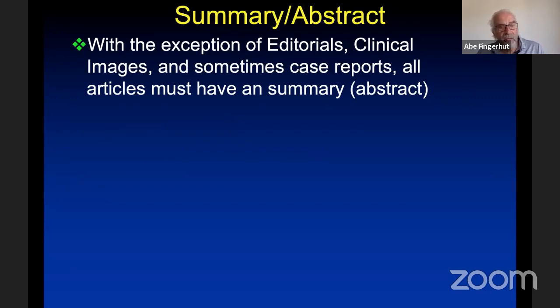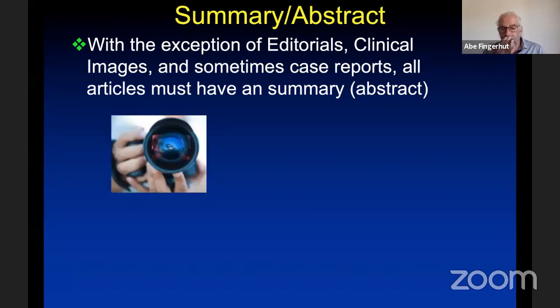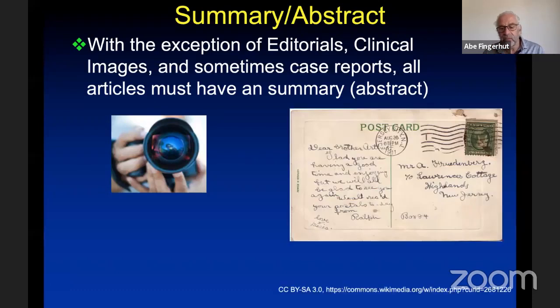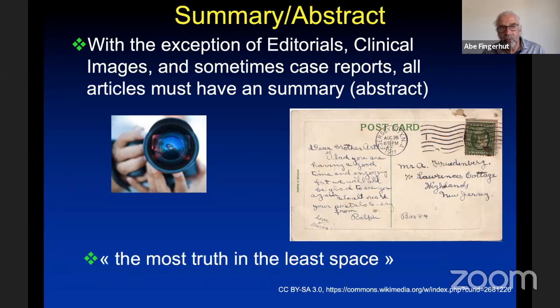With the exception of editorials, clinical images, and sometimes case reports, all articles have a summary or an abstract. An abstract is like a snapshot or a postcard. There's only a little bit of space that you can write, so it has to be concise, it has to be precise, but only in a limited amount of space or a limited amount of words.